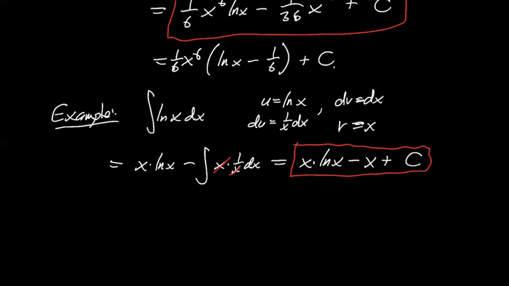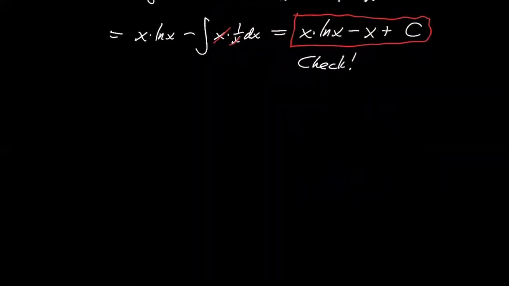You should always check, right? Check this by differentiating. Pause the video, check it yourself. See that you actually get ln x back. Okay, let me give you another example. Just sort of a classic type of example.